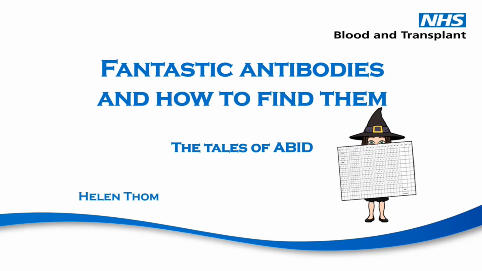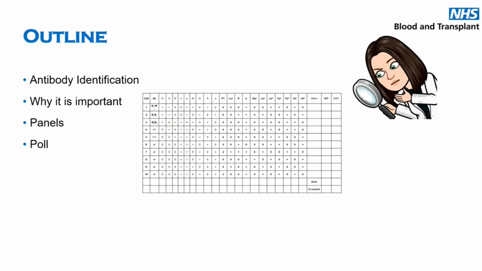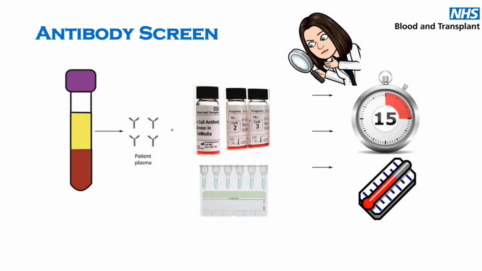So I'm just going to start off with an outline. What is an antibody identification? Why it's important? We're going to have a look at some panels, and then we're going to do a poll at the end. So pay attention, because we will be asking you some questions, just really for me to see if you've understood the talk, and hopefully you'll enjoy it as well. I'm not going to talk about ABO and RHD and things like that. This is just purely antibody identification. Obviously groups will come into it, but that's not the process I'm going to take you through today.